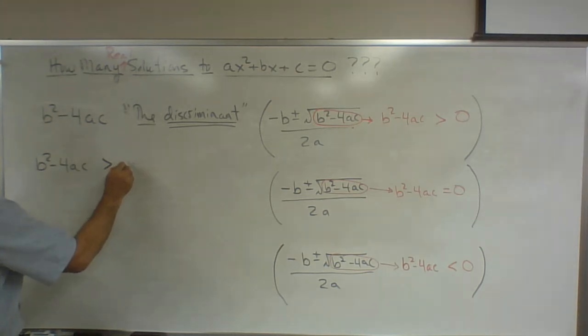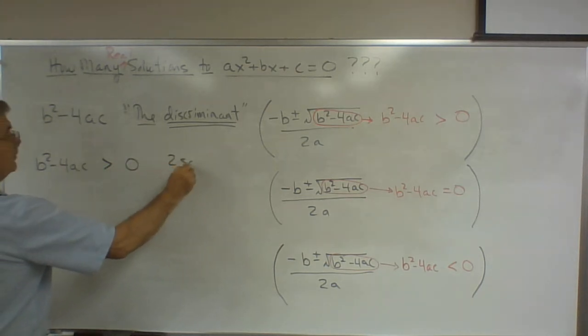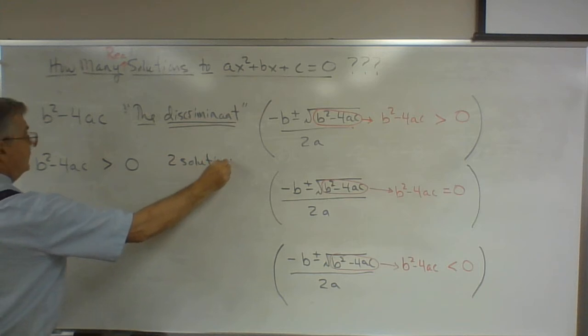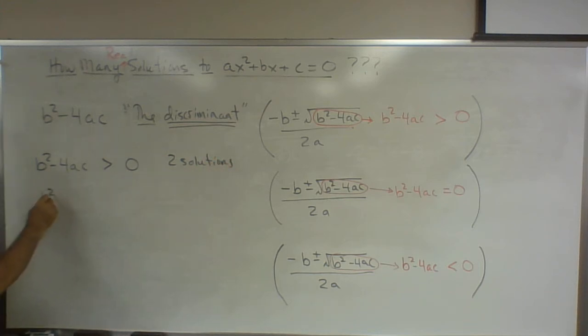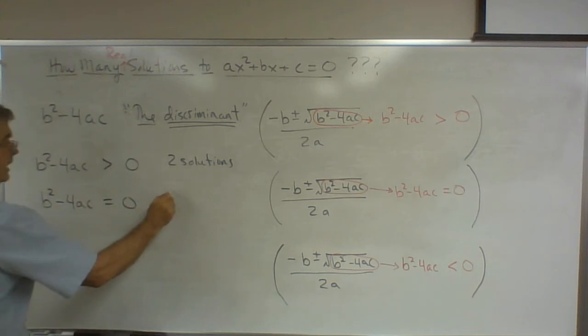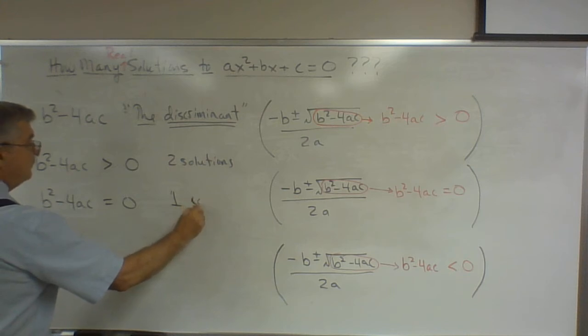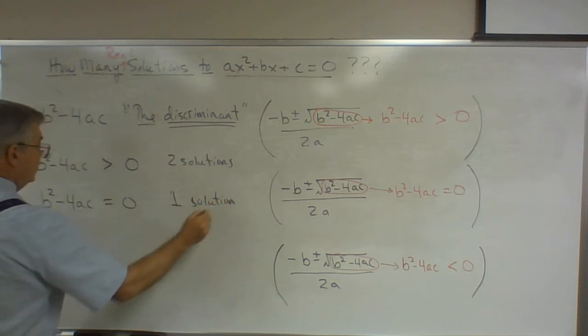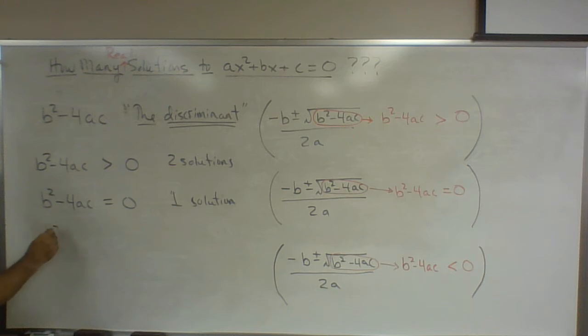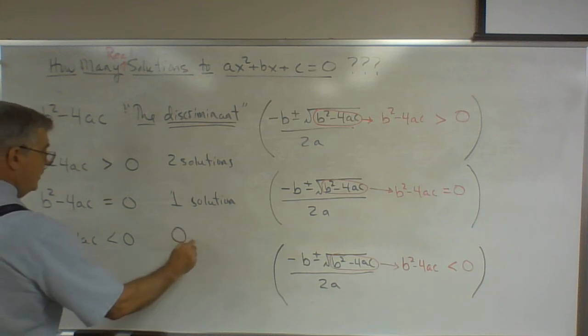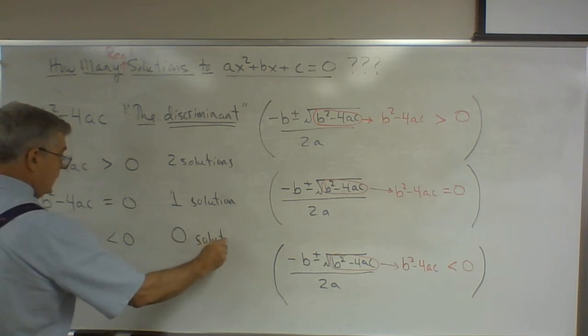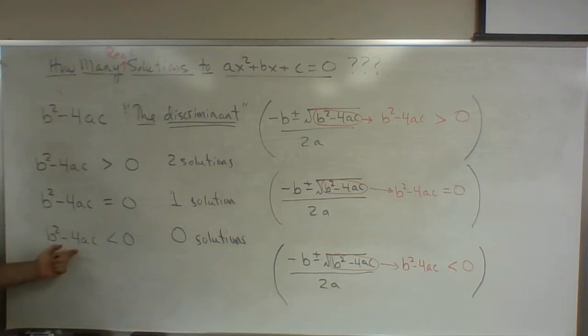So if this thing is positive, two solutions. If the discriminant is 0, we get one real solution. And if the discriminant is negative, we have 0 real solutions.